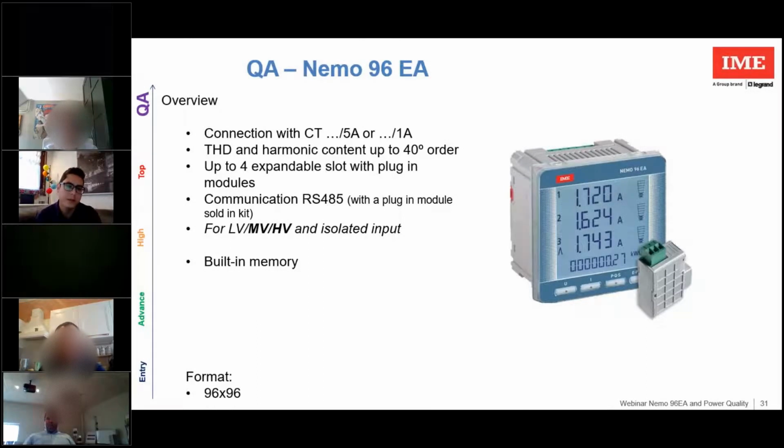It is broader than the Nemo 96EA+, from which it derives, and it can be fitted with plug-in modules. It is sold in kit with the RS485 communication module, but any communication module as well as other free modules can be installed alternatively. Like the Nemo 96EA+, seen in the previous webinar, it is possible to use it for low, medium, and high voltage. It also has isolated current inputs. This gives the possibility of using the same current transformer with another instrument or device that requires the same current measurement.